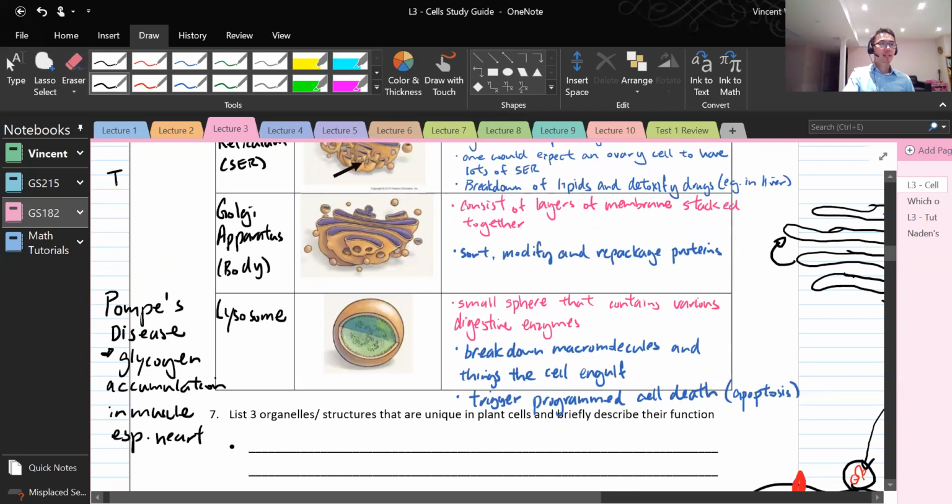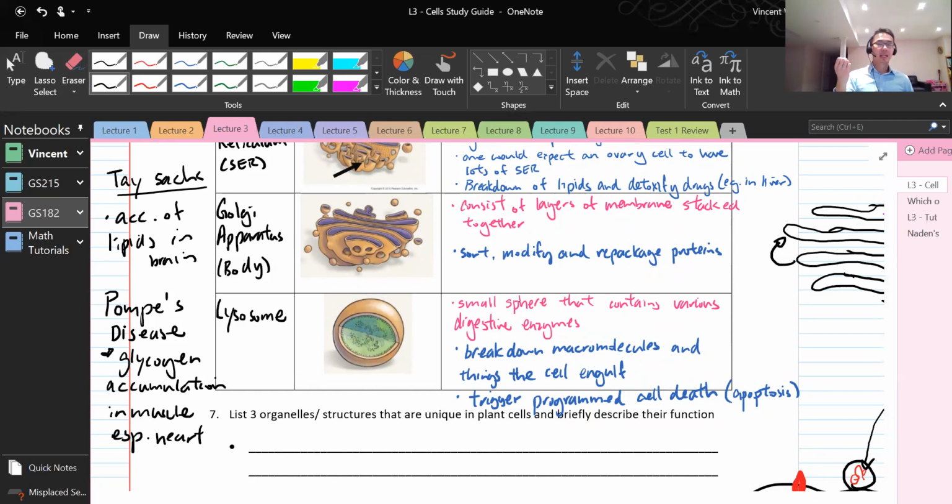Another one that we talk about, exactly as Alison mentioned, is Tay-Sachs disease. In Tay-Sachs disease, it is the accumulation of lipids in the brain, because you're not able to break them down. Depending on which enzyme is mutated, the kind of stuff that gets accumulated is going to cause different outcomes, different diseases.